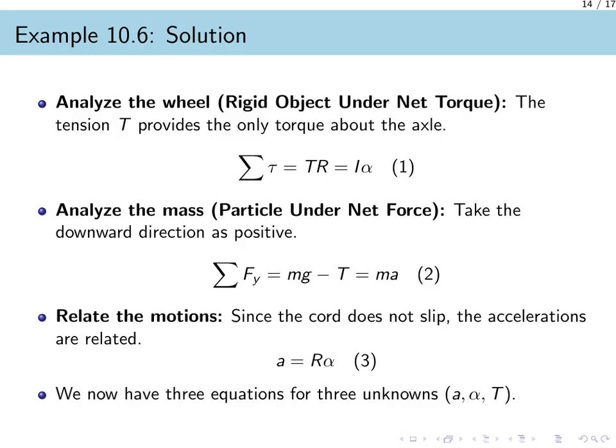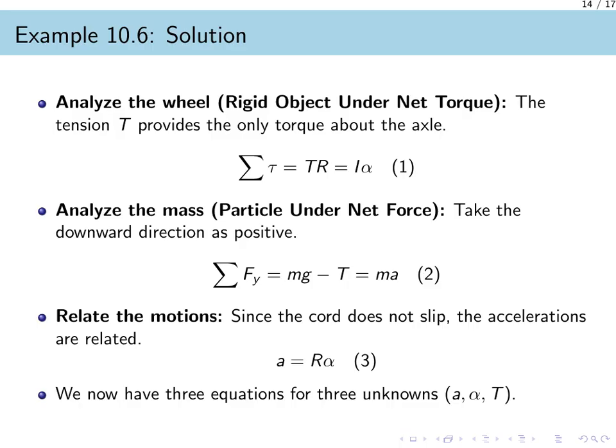Next, we analyze the hanging mass as a particle under a net force. Two forces act on it: gravity, mg, pulling down, and tension, T, pulling up. We define the downward direction as positive. The net force is therefore mg minus T, which by Newton's second law equals the mass times its acceleration, a. This is our second equation.